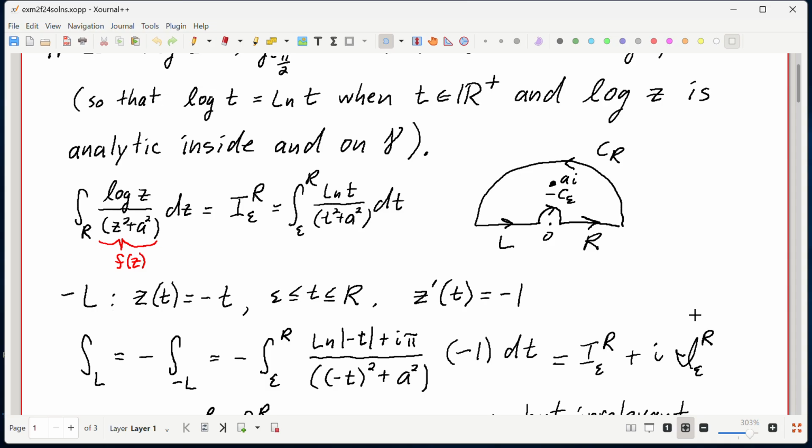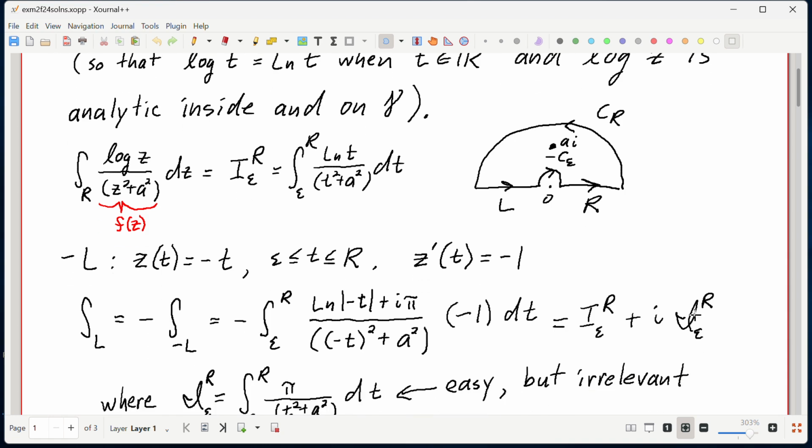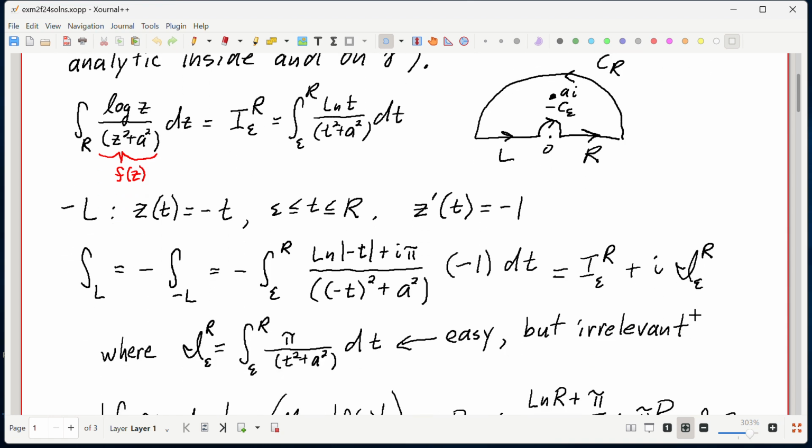And then the z prime of t is minus 1. Well, it's the integral along L that I want, so that's minus the integral along minus L, which I now write out. That would be minus the integral from epsilon to r. When I stick minus t in the functions, the minus t squared is t squared. That's nice. And the log of minus t is the natural log of t.